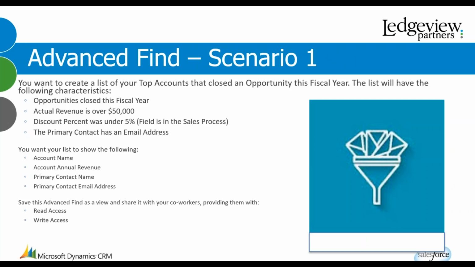Now let's jump into some advanced find scenarios. Our first scenario today is we want to create a list of our top accounts that closed an opportunity this fiscal year. It's going to have the following characteristics. Again, the opportunity is going to be closed this fiscal year. The actual revenue is going to be over $50,000.